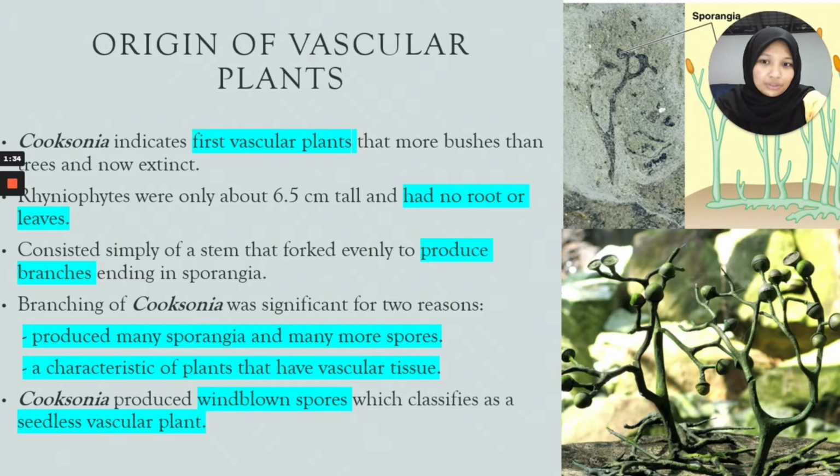The branching of Cooksonia was significant for two reasons. Instead of the single sporangium in bryophytes, the plant produced many sporangia and many more spores. Branching is also a characteristic of plants that have vascular tissue. The sporangia of Cooksonia produce winged-bloom spores, which are classified as seedless plants. In addition, the lycophytes and all other vascular plants have a dominant sporophyte generation.